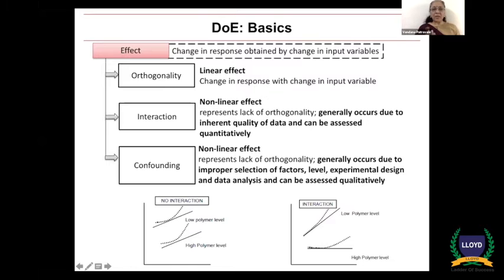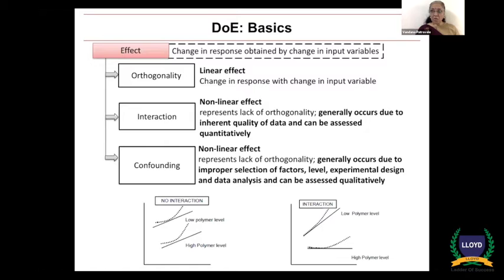This is very important, and you should understand that change in response is obtained by change in input variables. When you have a linear effect, that means the effect changes linearly as the input variable changes. For example, if you're making a sustained release tablet, increasing the concentration of polymer will decrease the release rate. If it happens linearly, it is known as orthogonality. Take a conventional tablet, increasing the disintegrant is going to increase release.